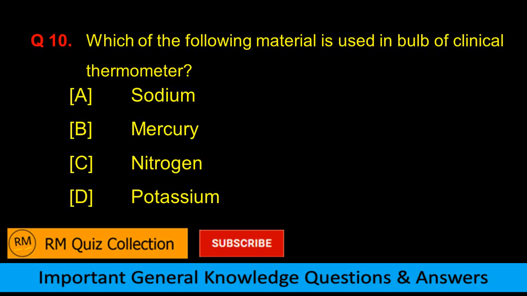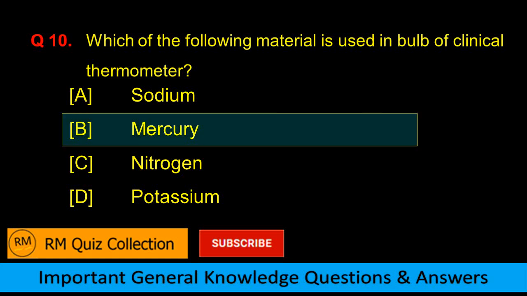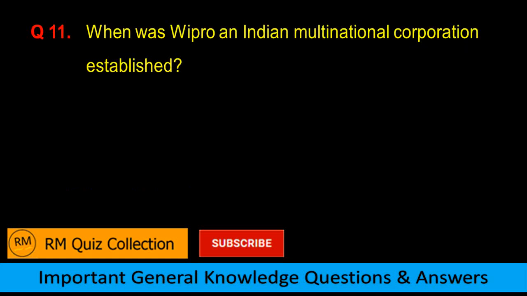Question 10. Which of the following material is used in bulb of clinical thermometer? Your options are A. Sodium, B. Mercury, C. Nitrogen, D. Potassium. Your answer will be option B. Mercury.